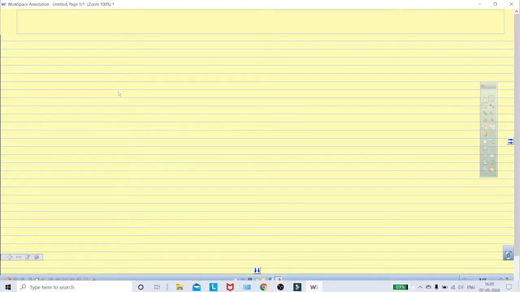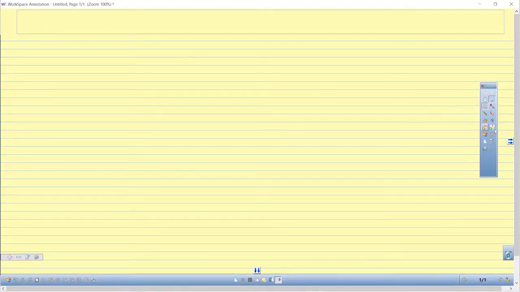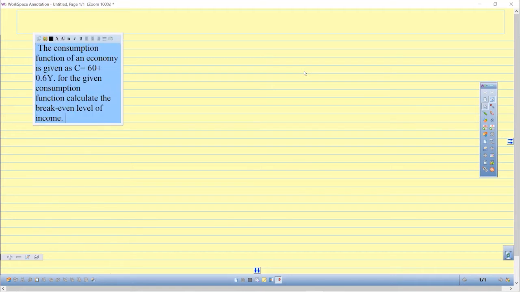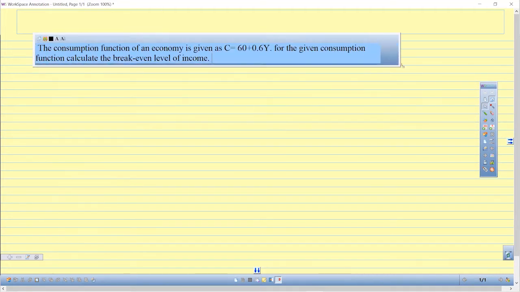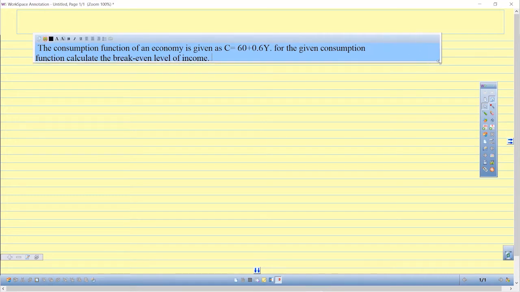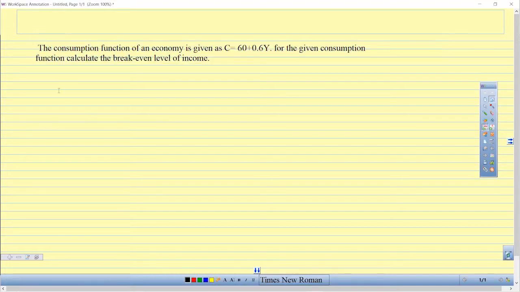So the first question is: the consumption function of an economy is given as C = 60 + 0.6y. For the given consumption function, calculate the break-even level of income. This is the first question. So let us see how to solve this.